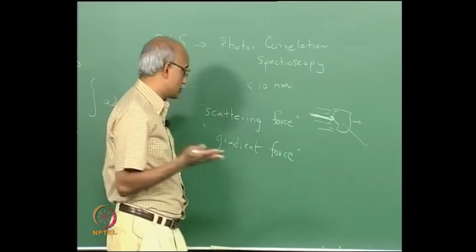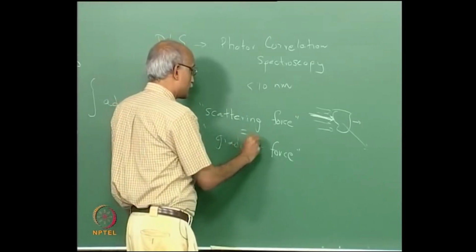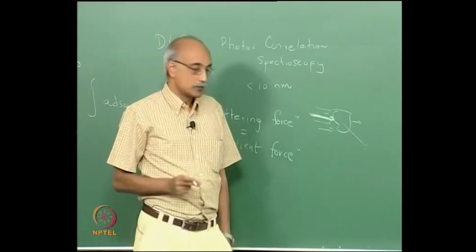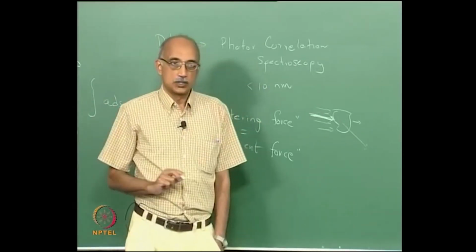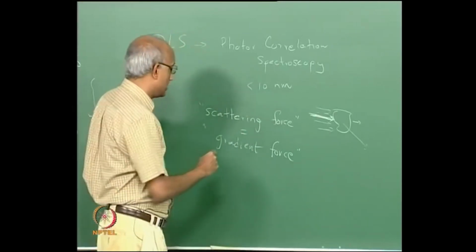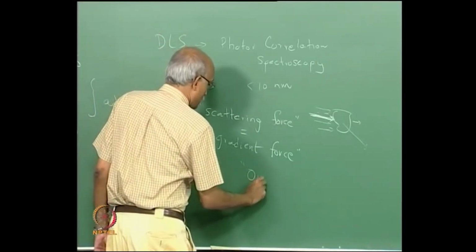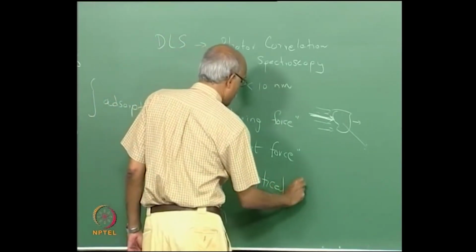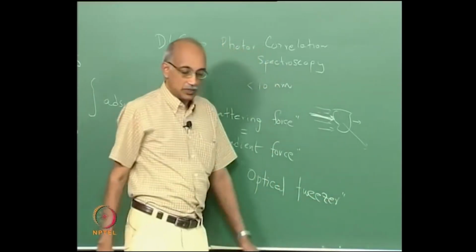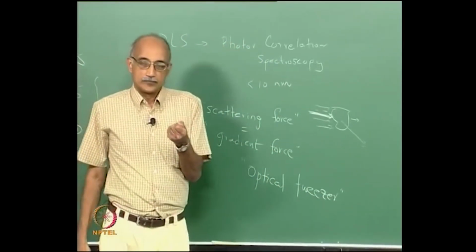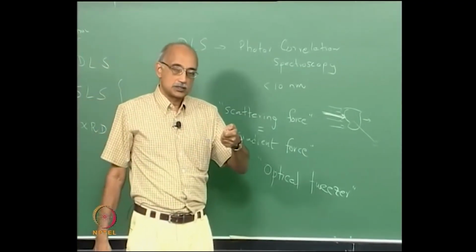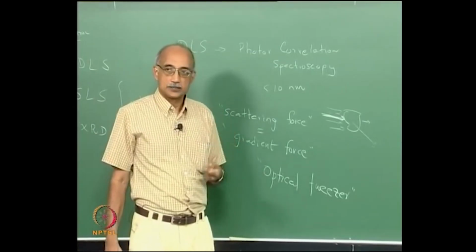So, the idea is to actually use this gradient force that is associated with non-uniform transmission of light to the particle to counteract the scattering force and hold the particle in place for analysis. Now, this technique is called the optical tweezer. In fact, as you can imagine, it almost acts like a tweezer. You have equal and opposing forces in two directions that are holding the particle in place.